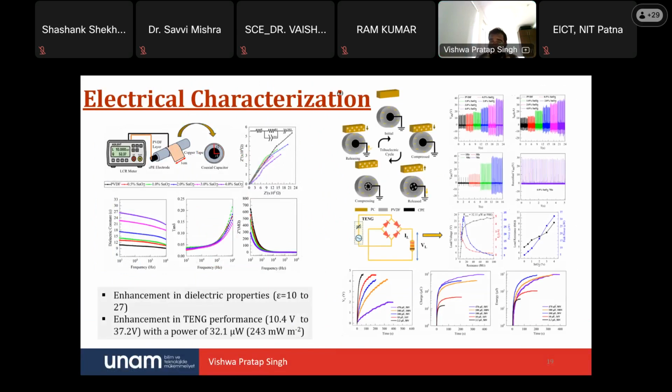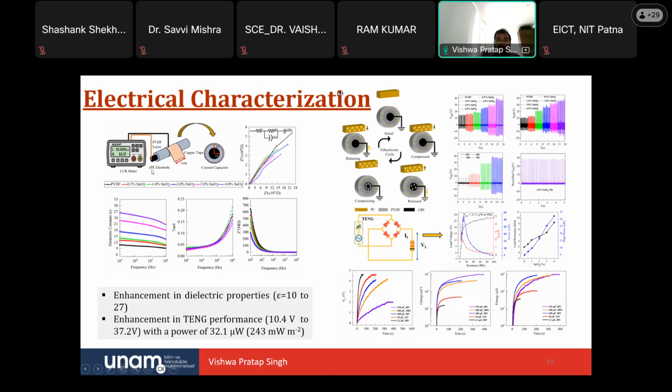After this, we did the electrical characterization, because obviously you need to know the dielectric constant, as I showed in the previous slide. Even though the dielectric constant is increasing, the CPD is much more dominant in this case. That's why we are getting higher surface charge density. So we used the LCR meter for this purpose.